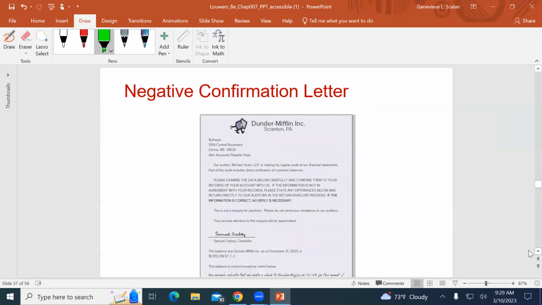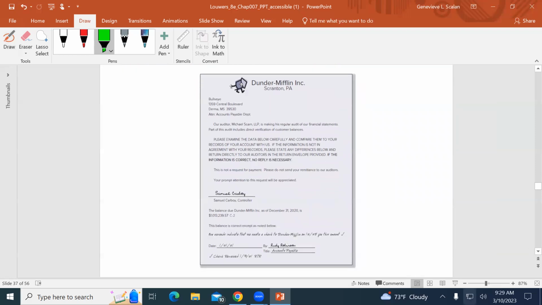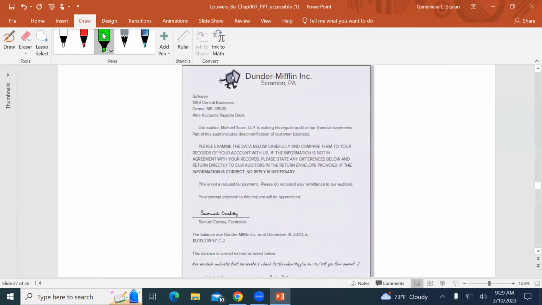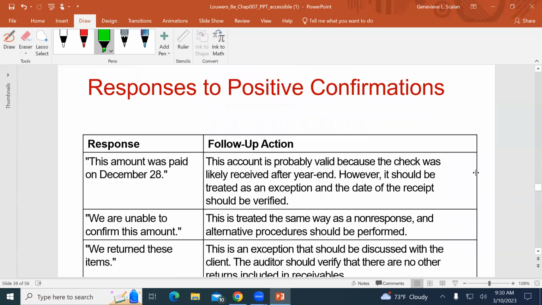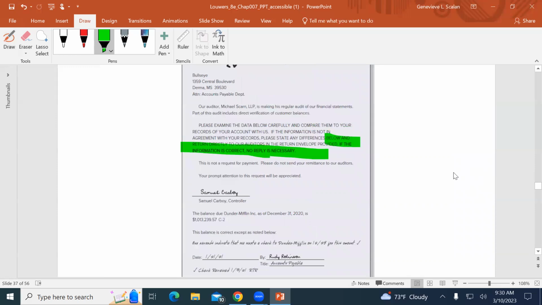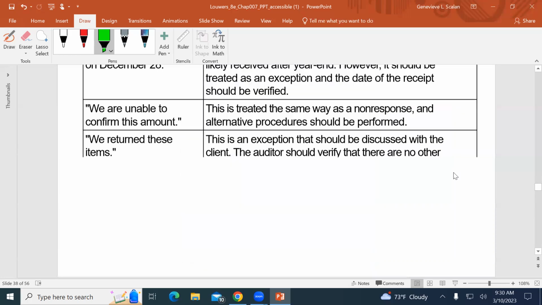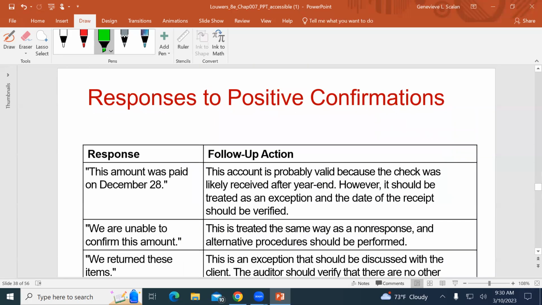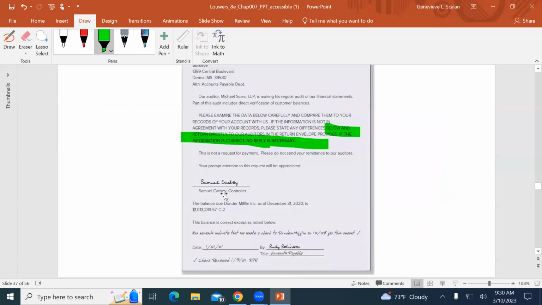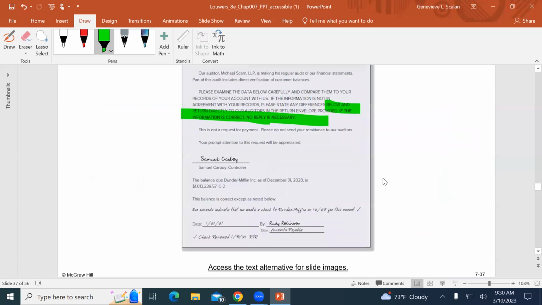Here's an example of a negative confirmation. No reply is necessary if the information is correct. So that's a negative confirmation. And of course, they don't have a blank confirmation example, but a blank would just look like this. But it would say you must reply, put the balance down here.